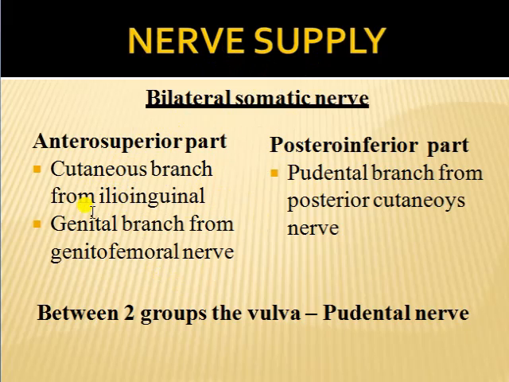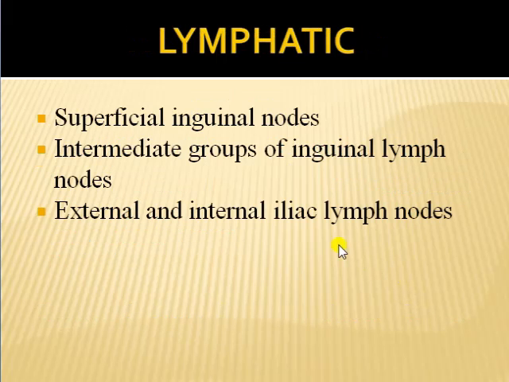The cutaneous branch is from the ilioinguinal nerve, and the genital branch is from the genitofemoral nerve. The pudendal branch is from the posterior cutaneous nerve. Between the two groups, for the vulva we can simply call it the pudendal nerve.